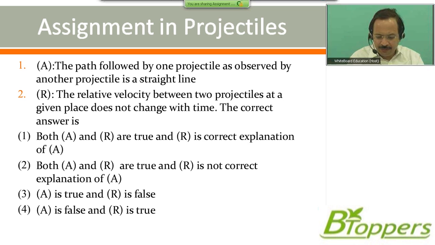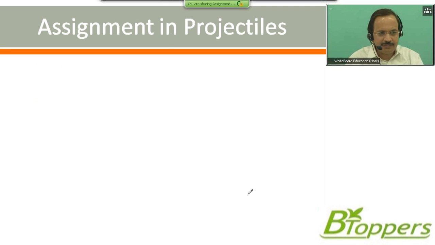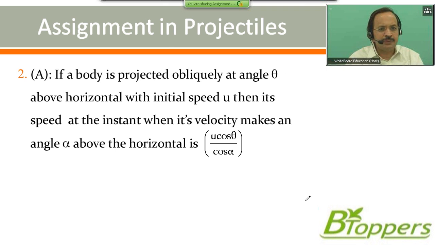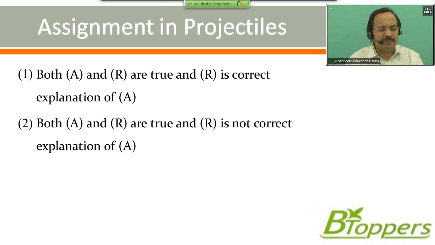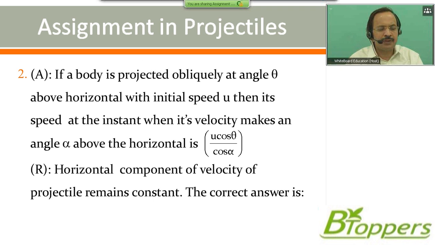Then look at the next question, question number 2. This is also an assertion reason question. If a body is projected obliquely at an angle theta above the horizontal with initial speed u, then its speed at the instant when its velocity makes an angle alpha above the horizontal is u cos theta by cos alpha. So let us verify the working for this question.